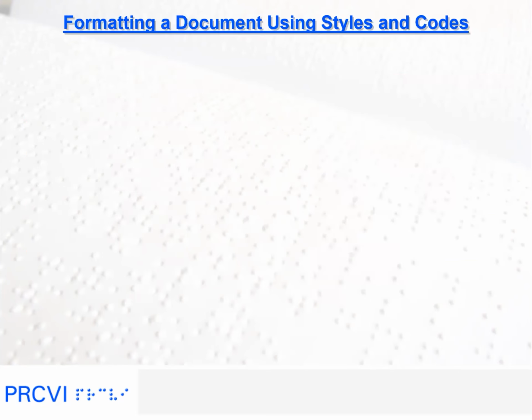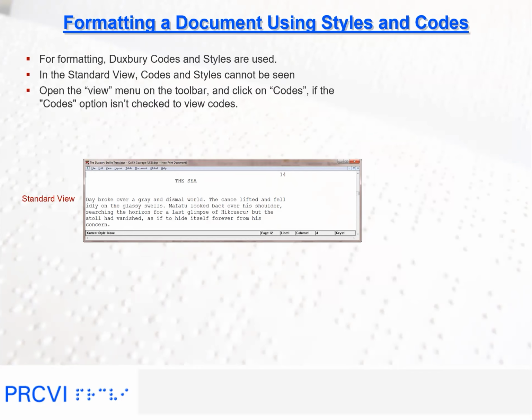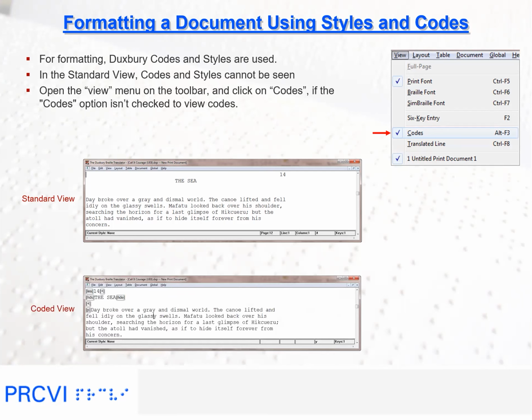For formatting, codes and styles are used in Duxbury. In the standard view, codes and styles cannot be seen. Open the View menu on the toolbar and click on Codes if the Codes option isn't checked. This will change the appearance of the document from standard view to coded view. Alt F3 also allows you to toggle between coded and formatted view.